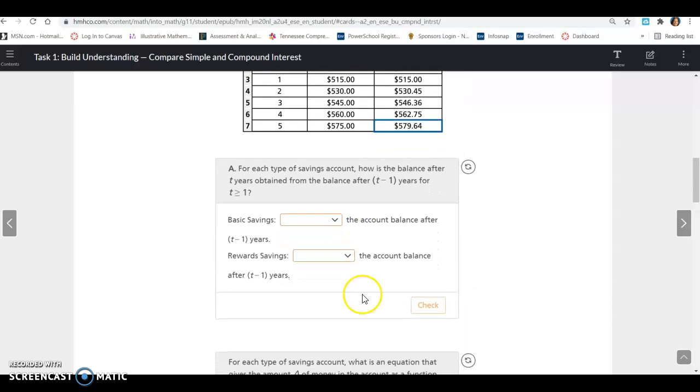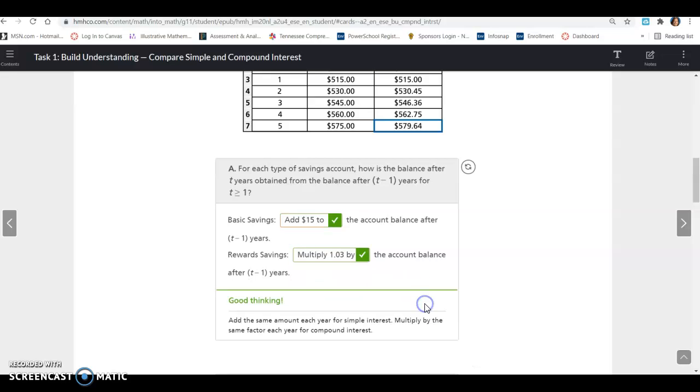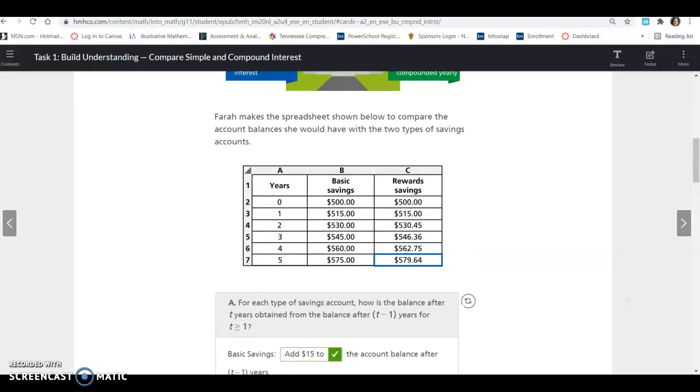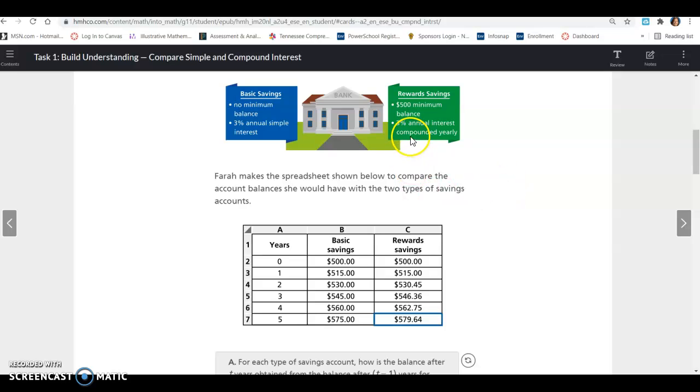All right, so for each type of savings account, how is the balance after t years obtained from the balance after t minus 1 years for all time t greater than or equal to 1? All right, so your basic savings account balance after t minus 1 years: the basic savings adds $15 each time, and the reward savings multiplies by 1.03. And again, that was given up here as 3%.